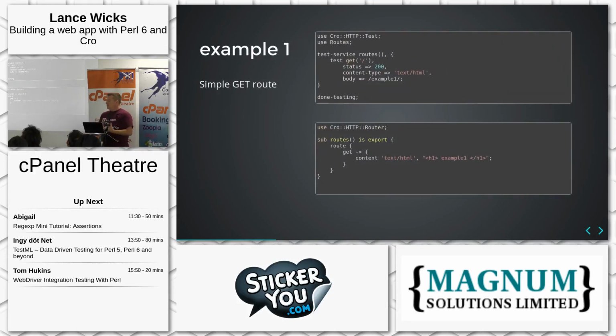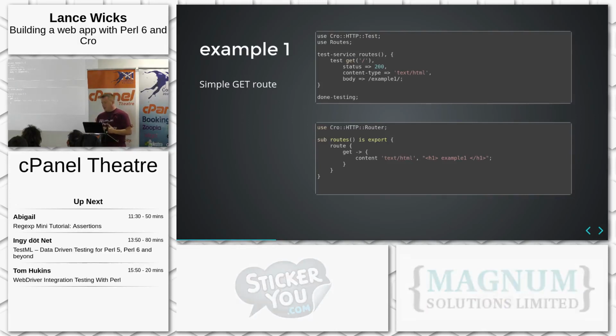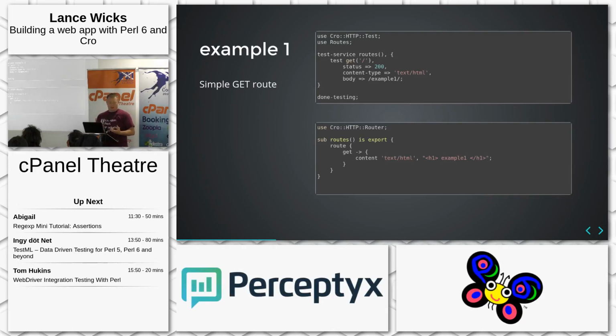So the first thing we want to do when we build a web app, and this might be, as my father would say, teaching your grandmother how to suck eggs, is get a GET root, and this is how you do it. One of the nice things about Cro is it comes with really nice tooling. It has this thing called Cro HTTP test, which makes it really simple for me to say, I want to get my forwards, just the root. I want it to be a 200, I want it to be text HTML, and I want the body of that page to have example 1 in it.